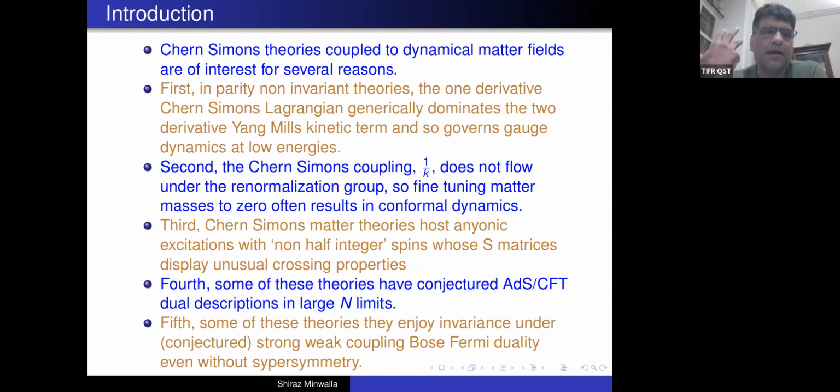So let me start. Chern-Simons theories coupled to dynamical matter fields are interesting quantum field theories in 2+1 dimensions for several reasons. The first reason is one of universality, or one of dimensional analysis, maybe I should say. As you know, in any theory, the term in the Lagrangian that has the smallest number of derivatives typically tends to dominate the dynamics of the theory at low energies.